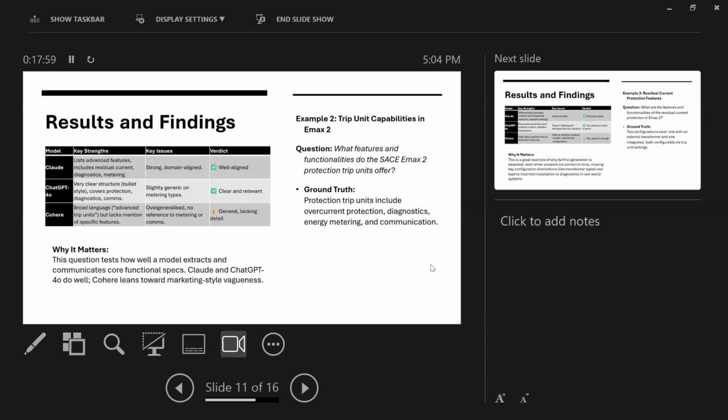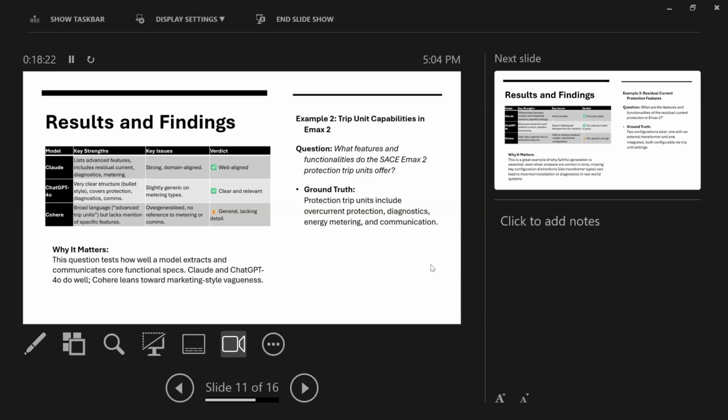No key issues found. It had strong answers, and it was domain aligned, so that it was very well aligned with the ground truth. For ChatGPT-4o, it had a very clear structure, bullet style, and covers protection, diagnostics, and communications. It had slightly generic metering types, but was clear and relevant.